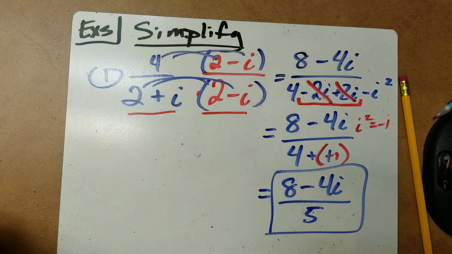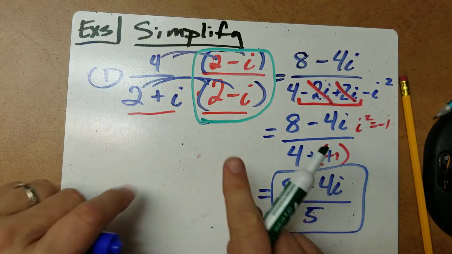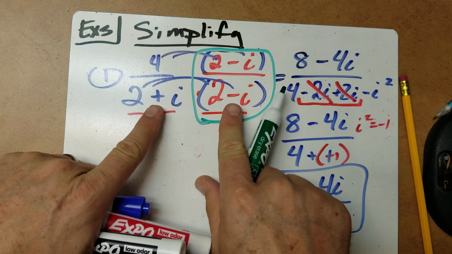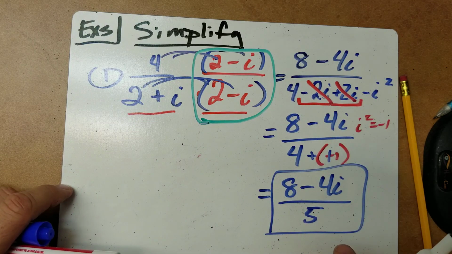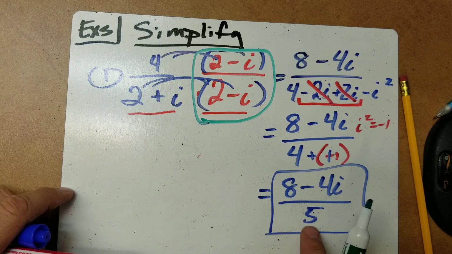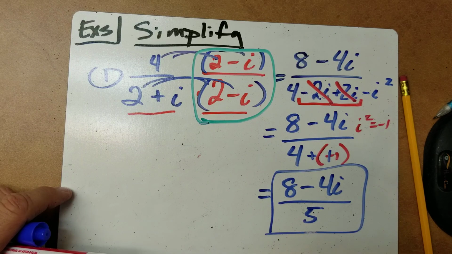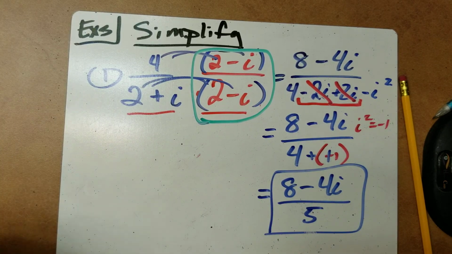I want you to see that I basically multiplied by 1 and that these are the same binomials, but one's plus or one's minus, so these middle terms cancel out. And don't forget that i squared equals negative 1. That's how I get rid of the imaginary number in the denominator. Any questions? No? Okay, good.